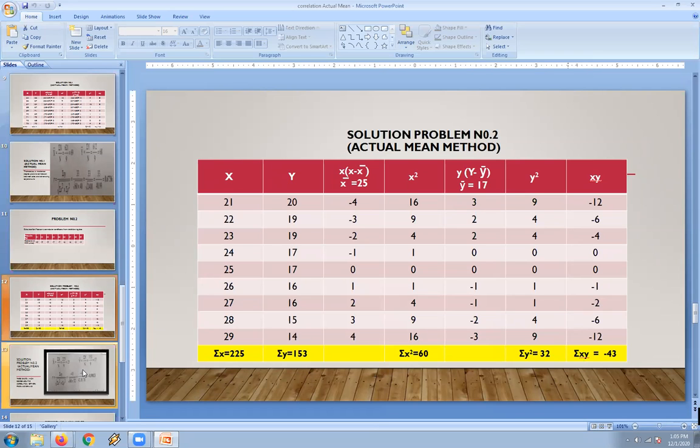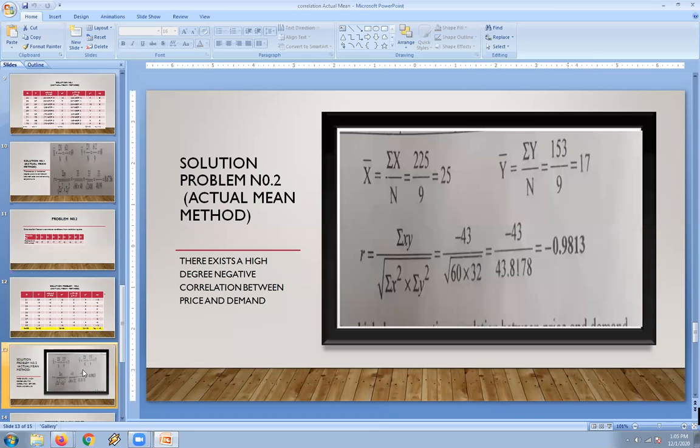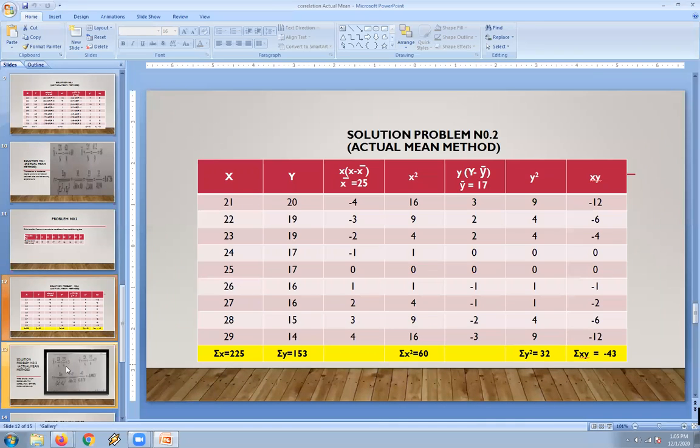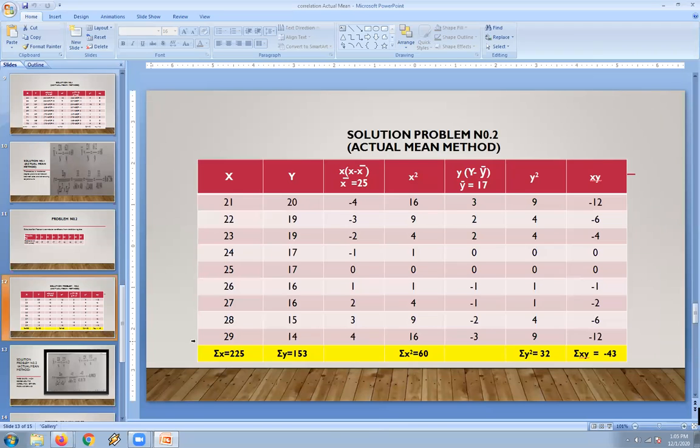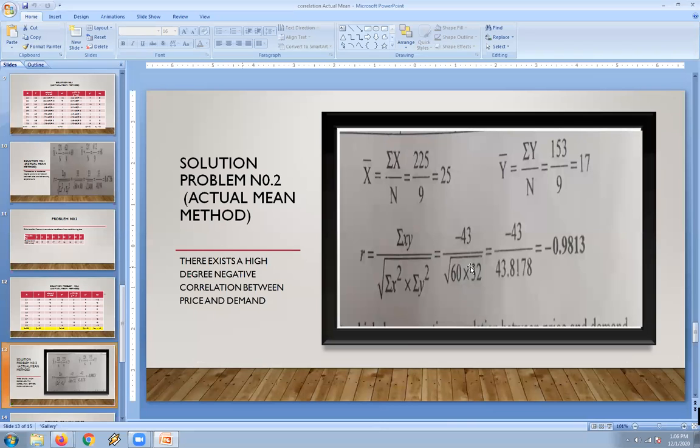Then we need to substitute these values in the formula for the calculation of correlation, that is sigma xy divided by root of sigma x square into sigma y square. Sigma xy total is minus 43. Substitute the value. Root of 60 into 32, that is x square into y square. Sigma x square is 60, y square is 32. Multiply, then remove the square root. Then we are getting the negative correlation, that is minus 0.9813.